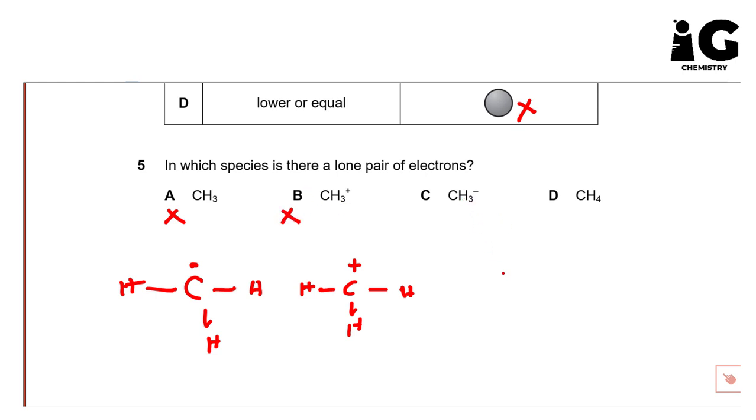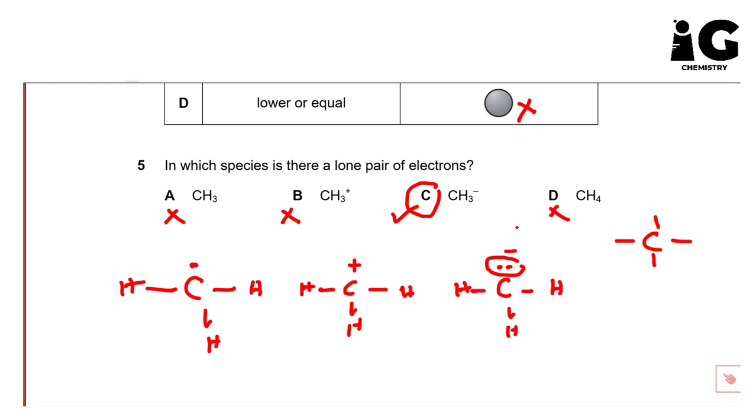Letter C, we have CH3 minus, so C, 1, 2, 3, minus. And this minus here refers to the fact that we actually have a lone pair. So this is a lone pair, minus, and this is the correct answer. And for the last one, guys, this is also wrong because CH4 means 1, 2, 3, 4. So no lone pair, all electrons are busy with bonds with H's, so this is not correct either.